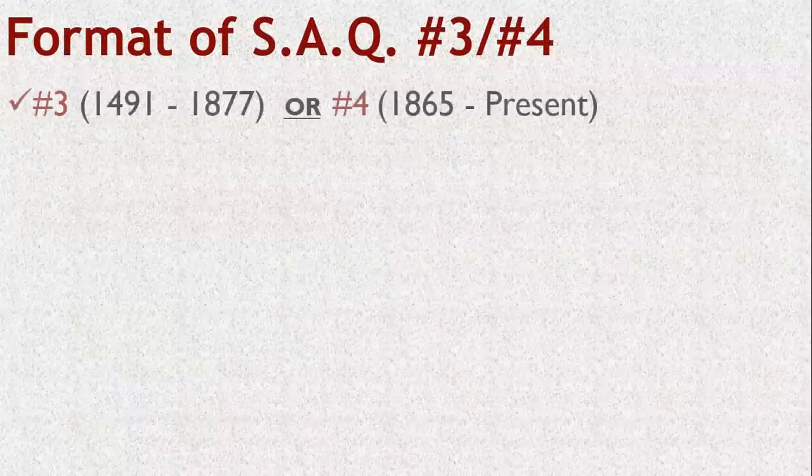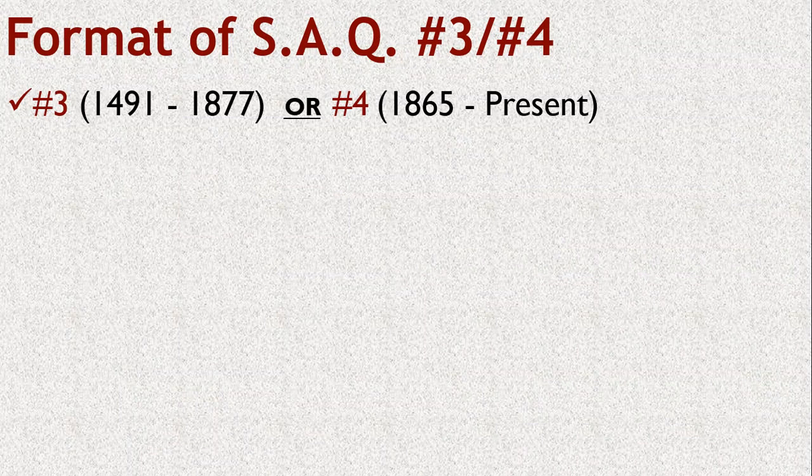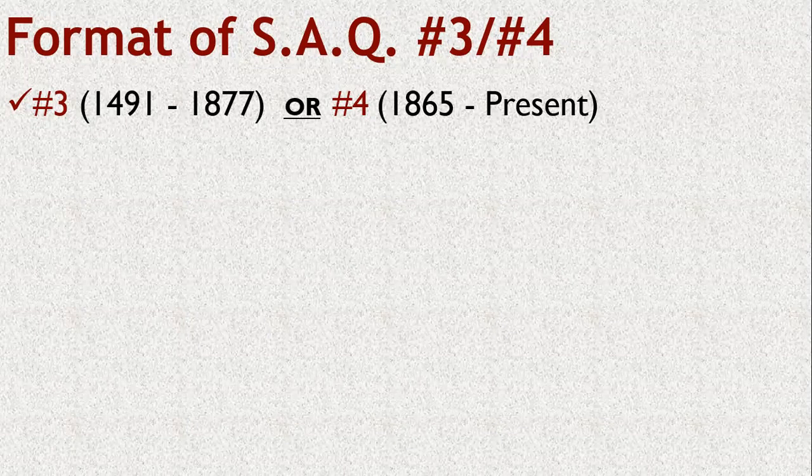SAQ number 3, format for SAQ number 3. Notice it is two possible questions. You're either going to have a question that I call the early question, 1491 to 1877, or you're going to have the late question, which is 1865 to the present. 1491 to 1877 means pre-Columbian all the way through Reconstruction. And number 4 is the Gilded Age to the present.